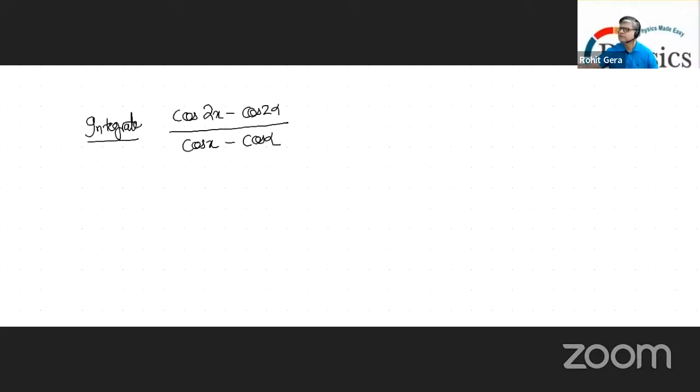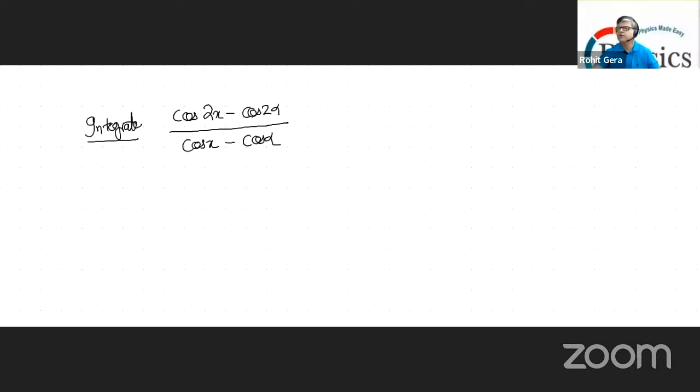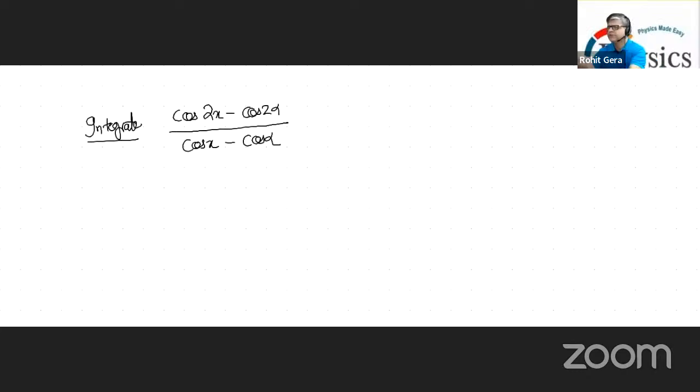It is based on cos A minus cos B. If you know cos A minus cos B, then you are likely to get a straightforward answer to this problem. There is nothing great in this. I think we have discussed this earlier. Quite possible.